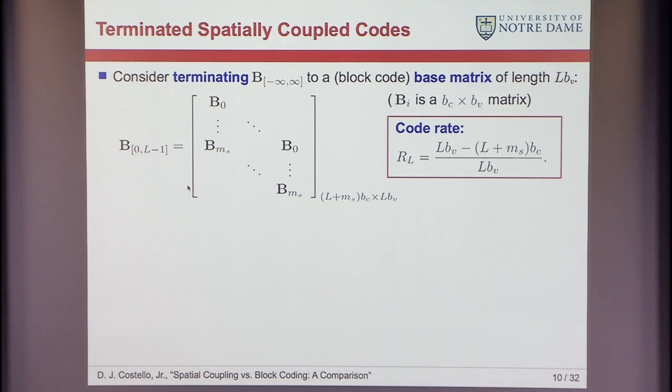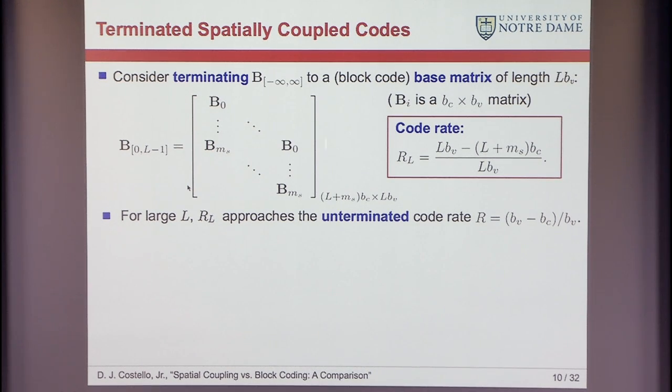Now, of course, terminating spatially coupled codes, we always have some starting point, and then we can also terminate at the end by just chopping it off at the end of one particular column. And there's a rate loss associated with termination, where L is the termination length. But for large L, if you terminate after a large number of protograph sections, the terminated code rate approaches the original design rate of the original protograph.